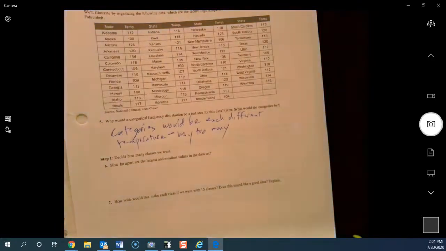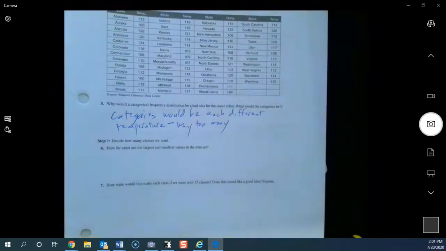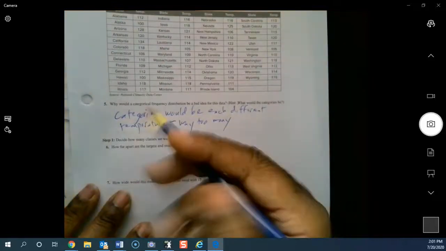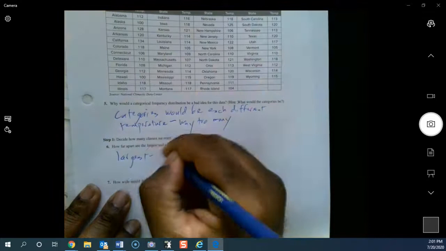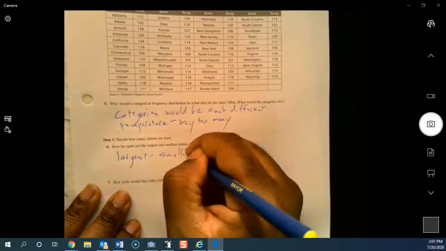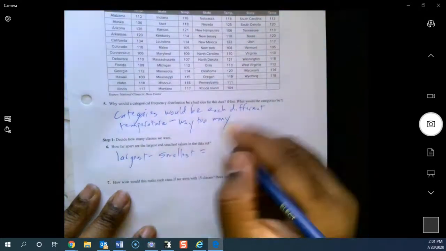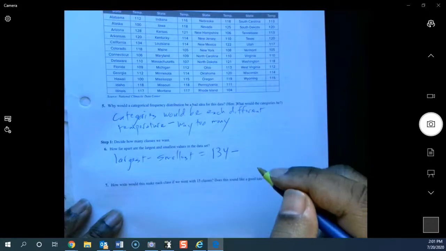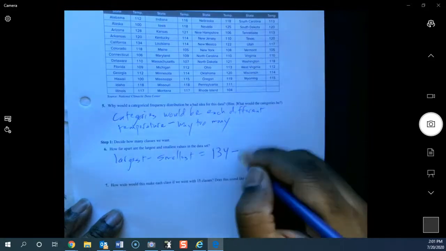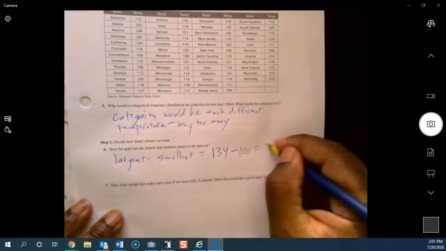Okay, now, number 6, it says, how far apart are the largest and smallest values in the data set? Okay, so we will take the largest minus the smallest. The largest would be 134, and the smallest would be 100. So it'd be 34.